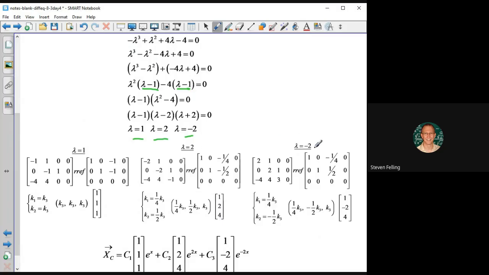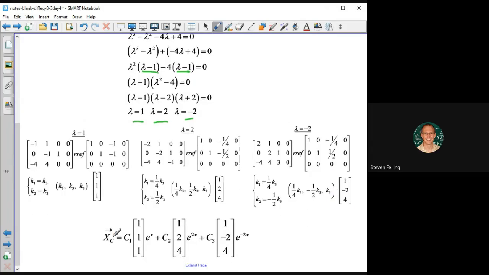And for the negative 2 eigenvalue, you go through the same process and you end up getting 1, negative 2, 4. So that means our complementary solution would be C1 times 1, 1, 1 e to the positive 1x plus C2 1, 2, 4 times e to the 2x plus C3 1, negative 2, 4 times e to the negative 2x.